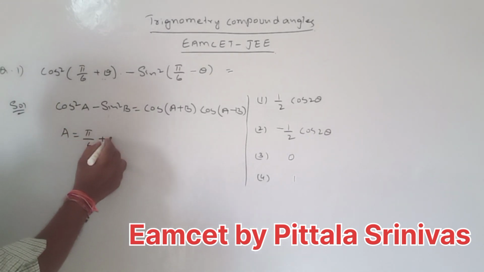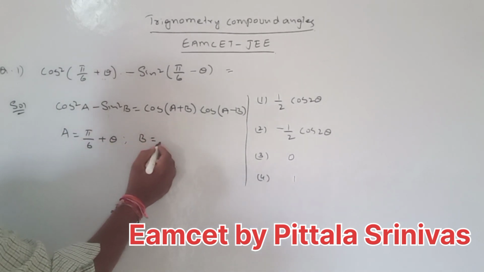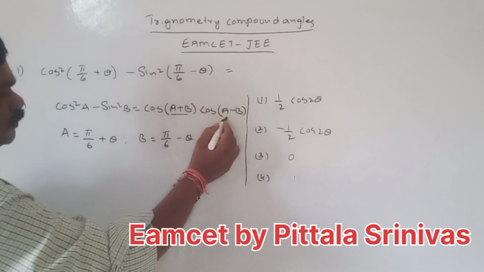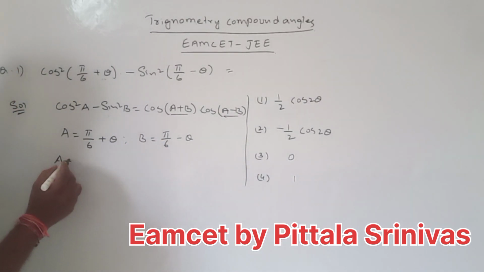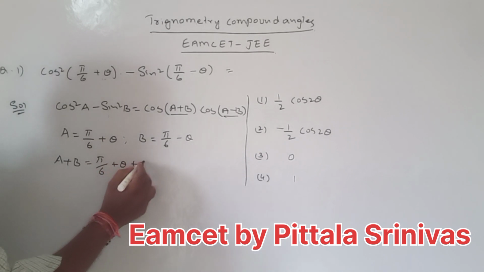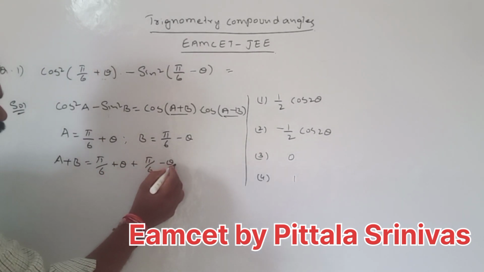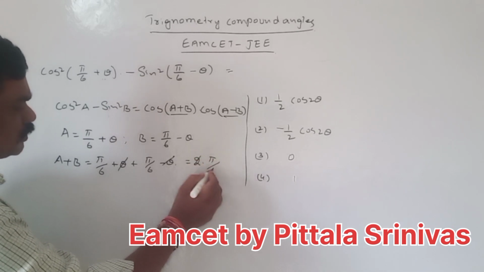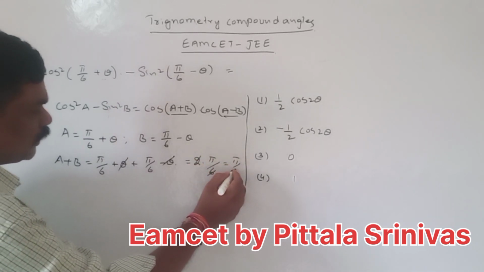So A is equal to what? π/6 + θ, and B is equal to what? π/6 − θ. A + B, A − B. So A + B is equal to π/6 + θ + π/6 − θ. This one cancels. 2 into π/6. This is π/3.